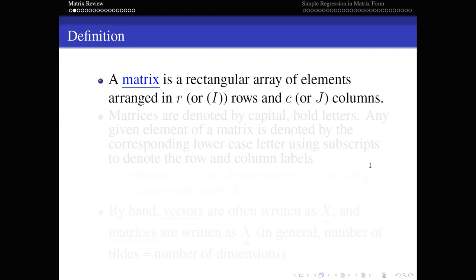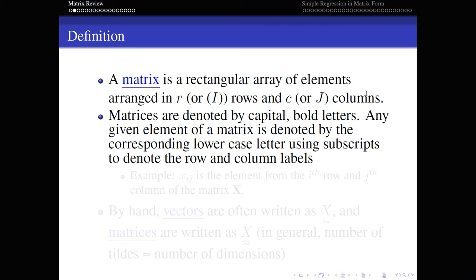So a matrix is a rectangular array of elements. You think of number, number, number, then another row, number, number, number. A matrix is just a grouping of numbers, and so we can have R rows and C columns, R for row, C for column. Sometimes you'll see this as capital I rows and capital J columns, so you'll see it either way. Matrices are typically denoted in writing on the computer by capital bold letters. So when you see that, just note that that's what's going on.